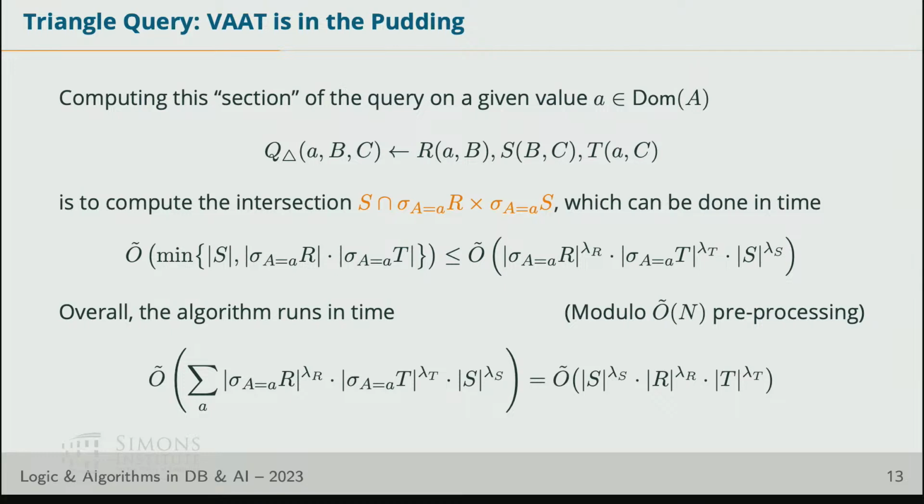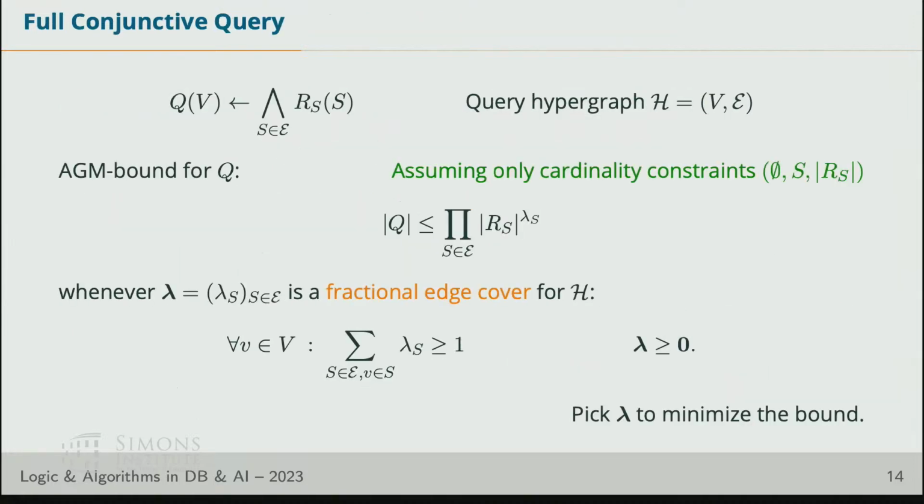Okay. Any questions so far? So that's just for the triangle. Now, what about in general? It's identical. The proof is virtually identical to the triangle case, except that we now have a fractional edge cover of the hypergraph of the query. And then the bound looks something like this: a product over r to the lambda r, s to the lambda s. There's one lambda for every edge in the hypergraph.